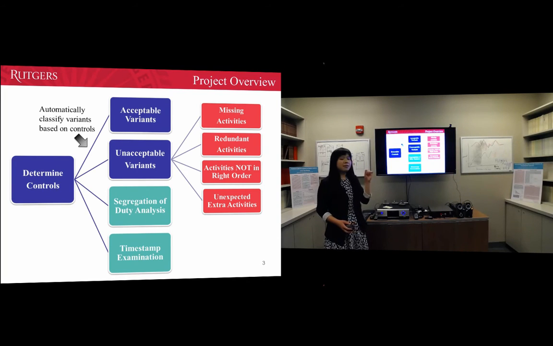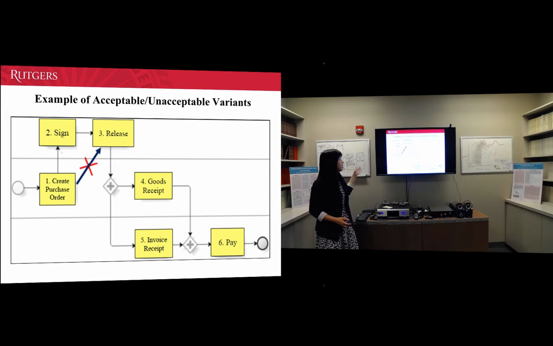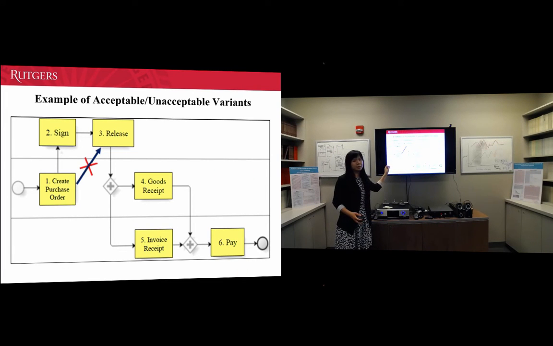And then activities not in right order means we have the goods receipt, but we do not have the approval process before that, or we have invoice receipt, we do not have approval process before that. And then unacceptable extra activities means we have additional activities that are not allowed in the process. And the two additional analyses are testing the violation of segregation of duty and the examination of the timestamp.